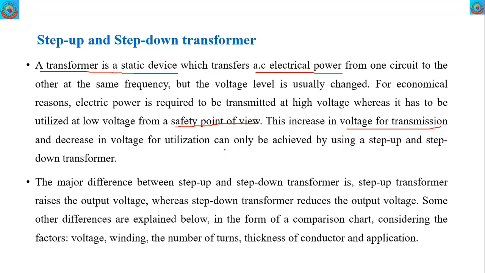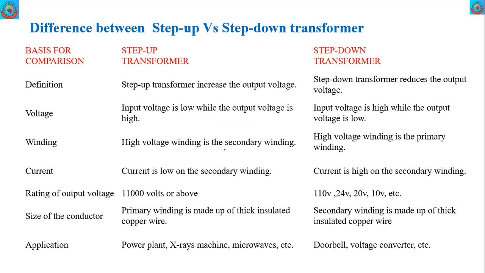So the major difference between step up and step down transformer is that a step up transformer raises the output voltage, whereas a step down transformer reduces the output voltage. Some other differences are explained below. Let me show you.